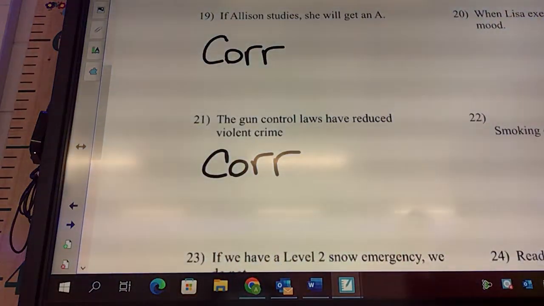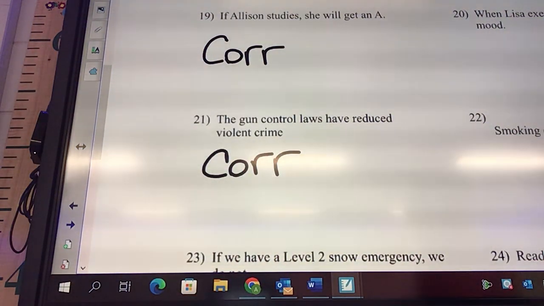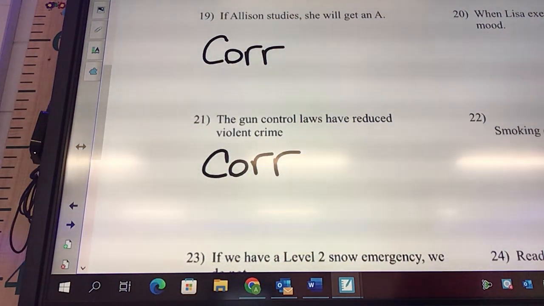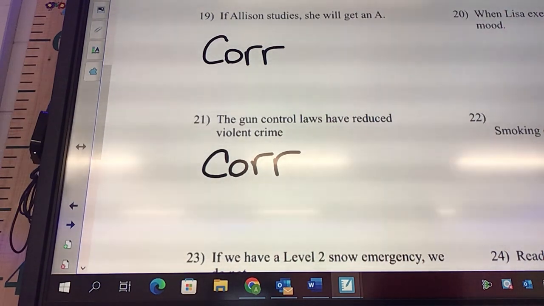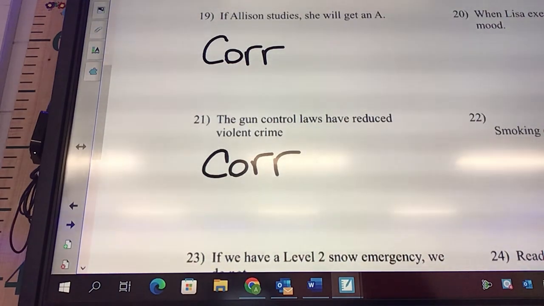Now, the closest city that comes to mind is Chicago. Okay, Chicago has some of the strictest gun laws in the country. Okay, has that reduced their crime rate? No. Okay, so just because you tell people not to does not mean that they're not going to do it.